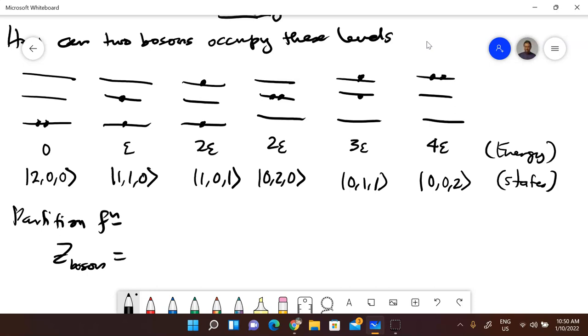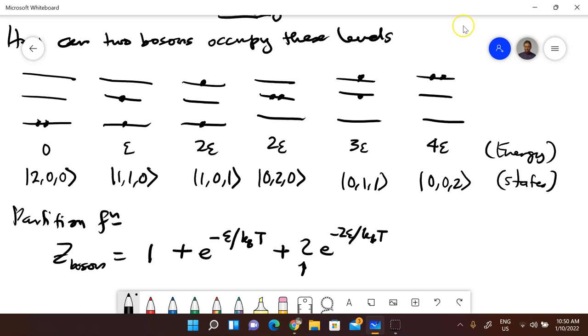First is the zero energy level that gives you a 1, and then the epsilon here, and then the 2 epsilon. So the 2 epsilon, there are 2 of them, so there will be, this is essentially the, let me just push this thing up.